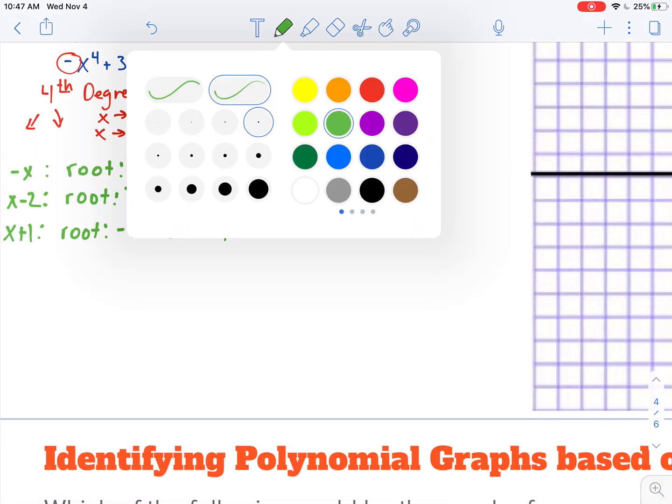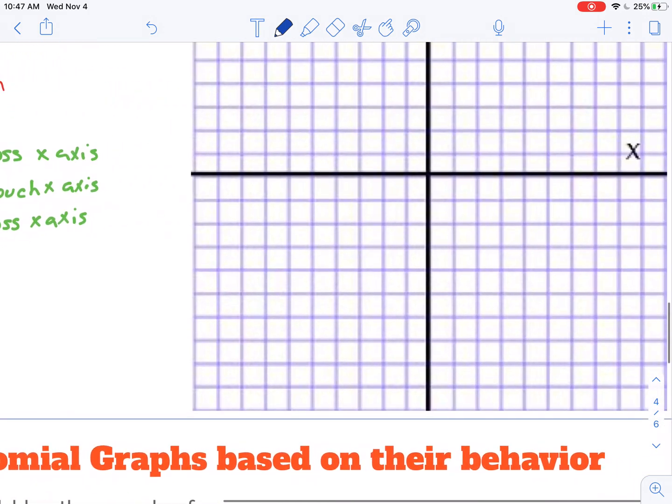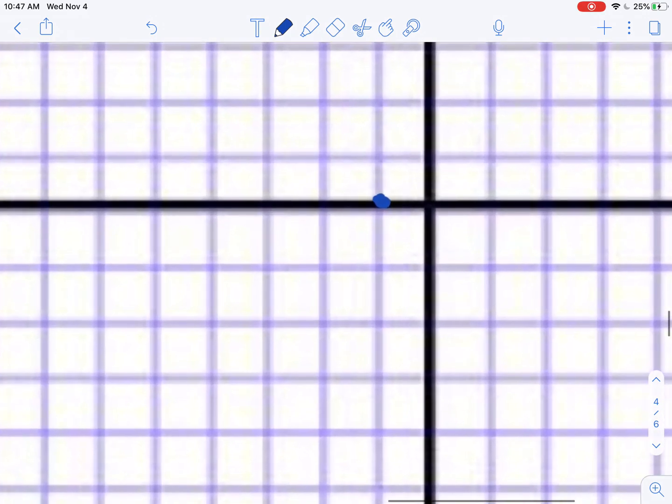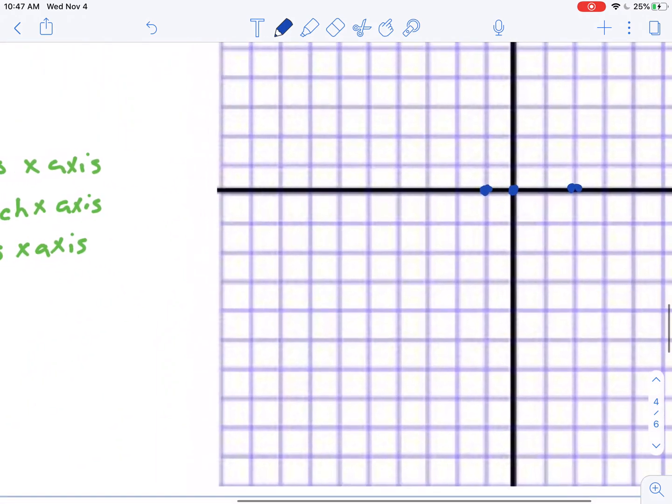So now I'm going to go ahead and just plot those 3 points. I've got -1, I've got 0, and I've got 2. So I've got those 3 points.